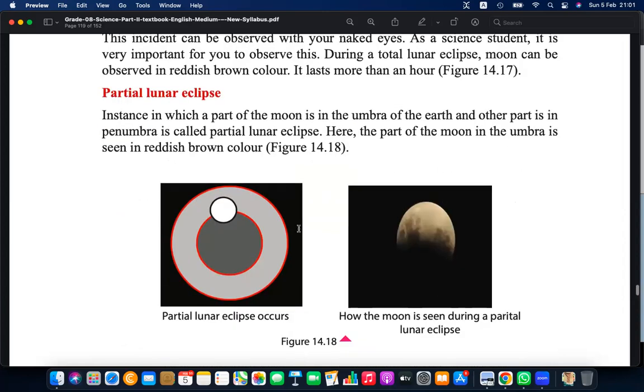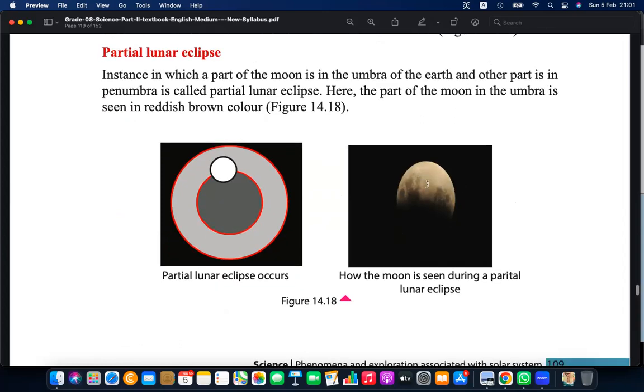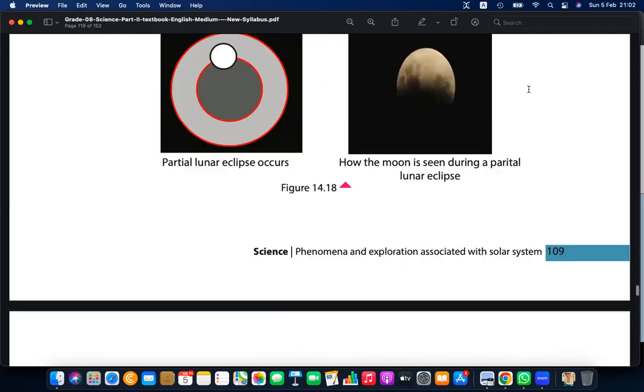Okay, here you can see this is the partial lunar eclipse. It is possible to observe, but it should be on a full moon day. Otherwise, you will not think this is a partial lunar eclipse; you will think this is a normal moon. But if it is happening on the full moon day, then you see part of the moon displayed, yes, that is the moon.